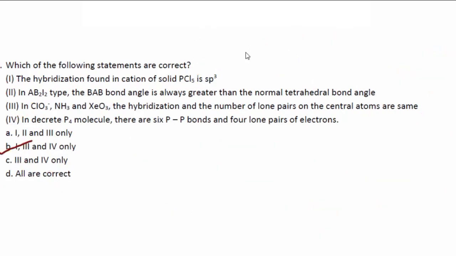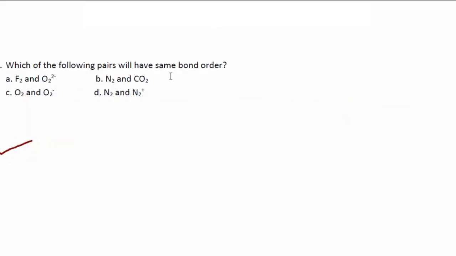Okay. Next question. Which of the following pairs have the same bond order? F2 and O2 2 minus have the same bond order because both have 18 electrons. N2 and CO, the bond order is 3. CO2, the bond order between carbon and oxygen is actually 2. O2 and O2 minus, no, N2 and N2 plus. So this is perfectly okay. Here's the answer.